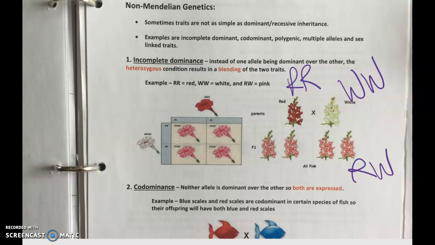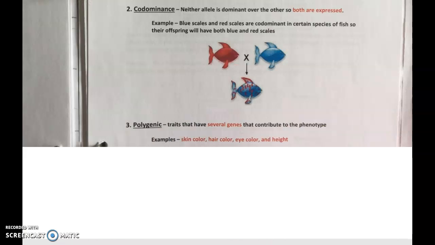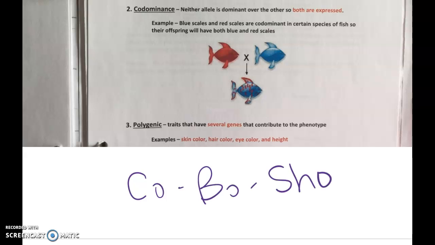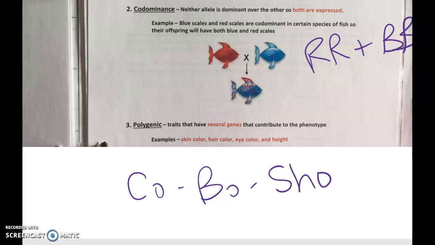This is what we call incomplete dominance, where there is blending. Is there any such thing as a pink gene or a pink allele? No way. You need a combination of both red and white at the same time. In the case of codominance, I always say both, show. Both show. In the case of codominance, we have a red fish, and we have a blue fish, and we end up getting a fish that is both red and blue at the same time.